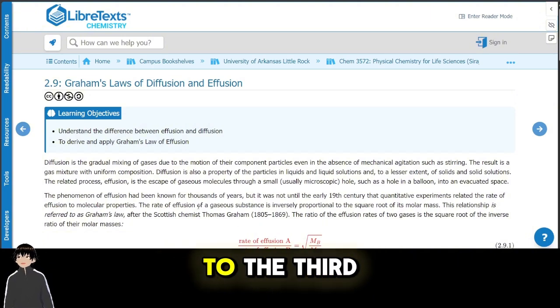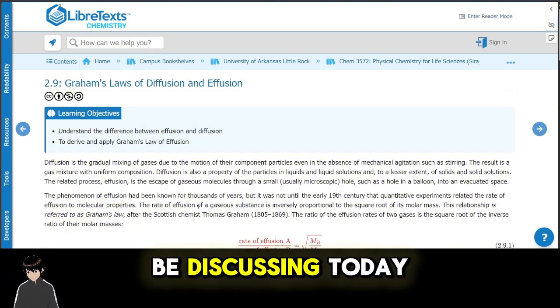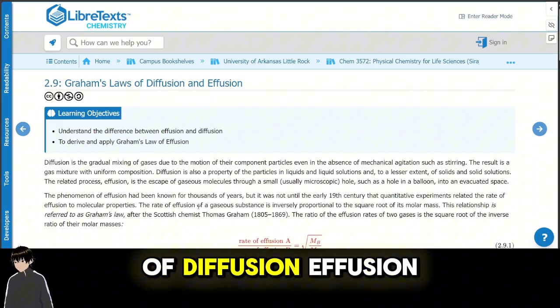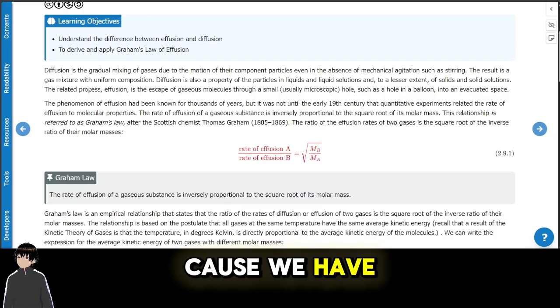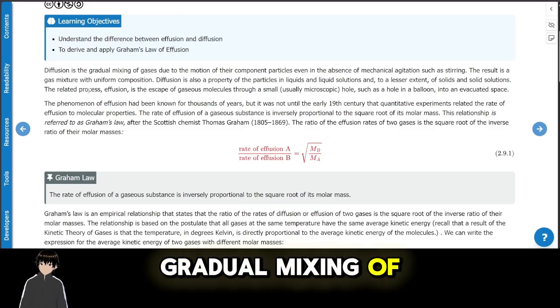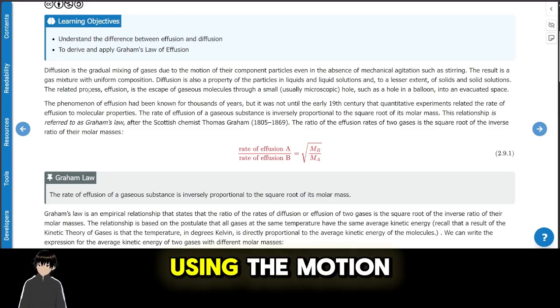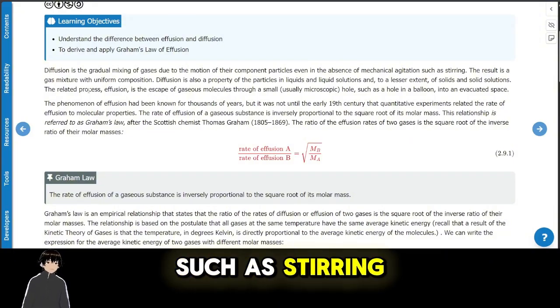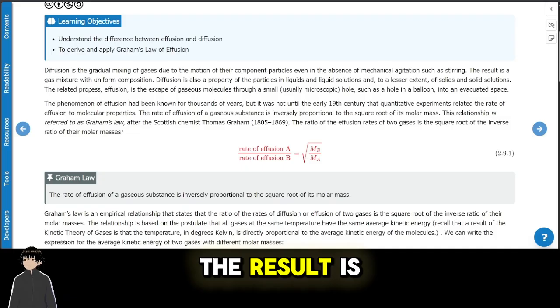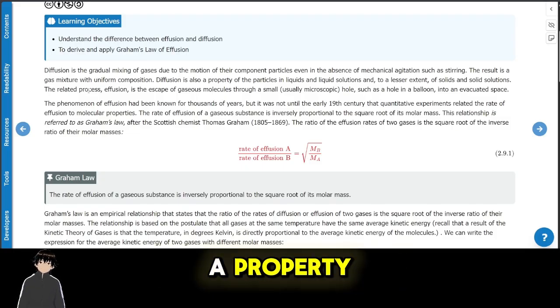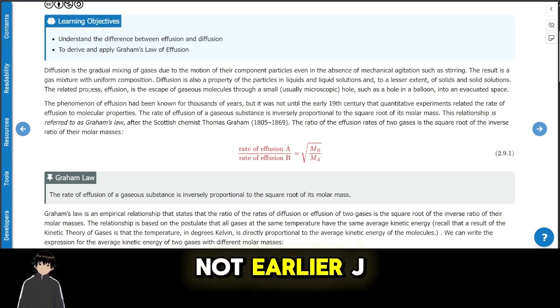Now, the third law that we're going to be discussing today is Graham's laws of diffusion and effusion. Diffusion is a gradual mixing of gases due to the motion of component particles, even in the absence of mechanical agitation such as stirring. The result is a gas mixture with uniform composition.